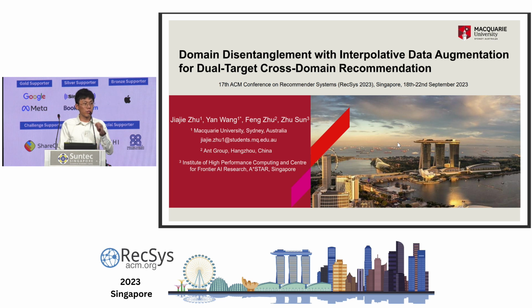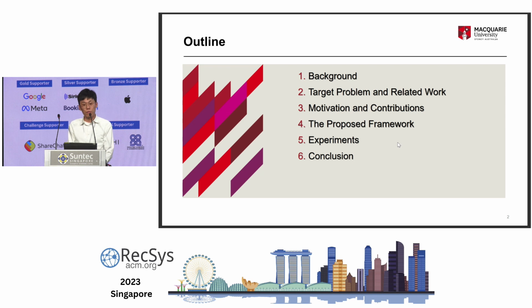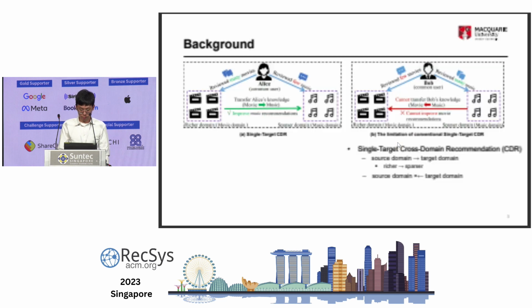Today it's my great honor to stand here to present our work, Domain Disentanglement with Interpolative Data Augmentation for Dual-Target Cross-Domain Recommendation. This is a joint work between Macquarie University in Australia, Ant Group in China, and A-Star in Singapore. Now, without further ado, I will introduce our work in the following 6 parts. I will start with the background.